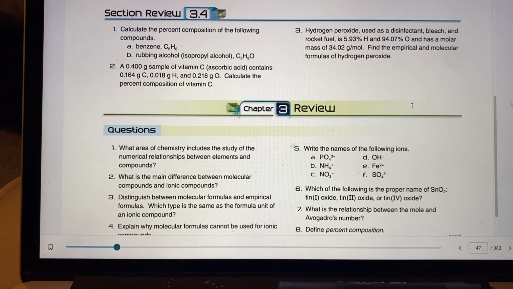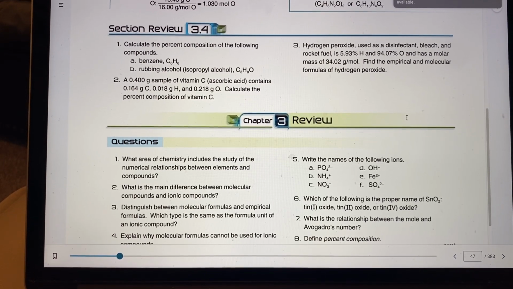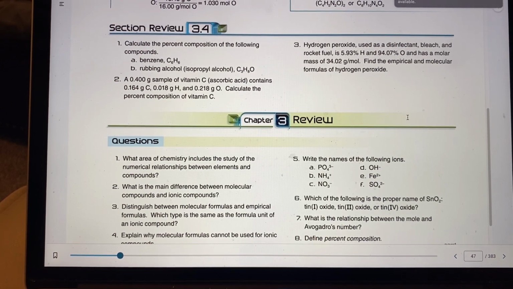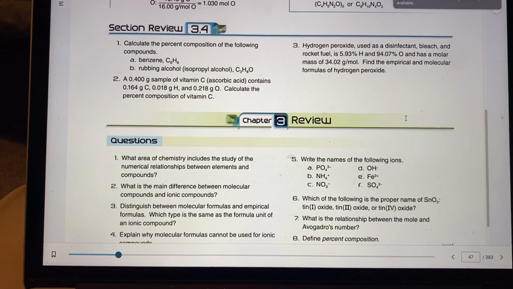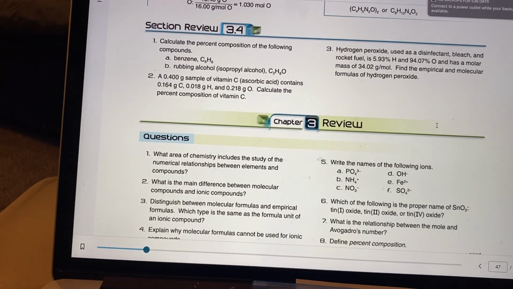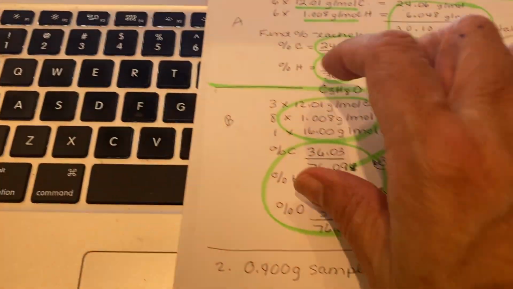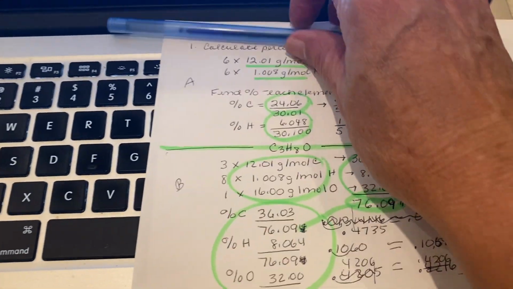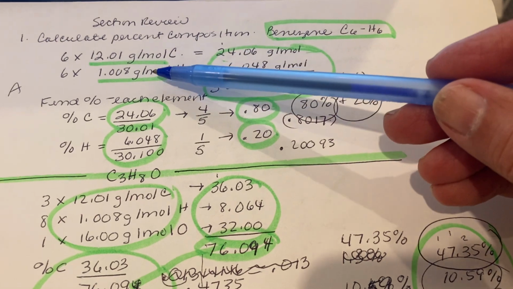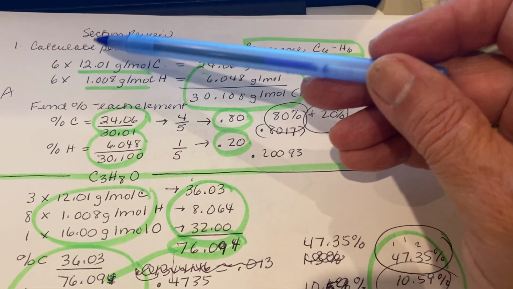Calculate the percent composition of the following compounds: benzene, C6H6. So let me show you how I did these. Let's look at my work here. It's not going to be that hard. Okay, sorry. Calculate the percent here. So what I did here, I hope you can see, I hope I'm not moving too much. So what we have is C6H6.